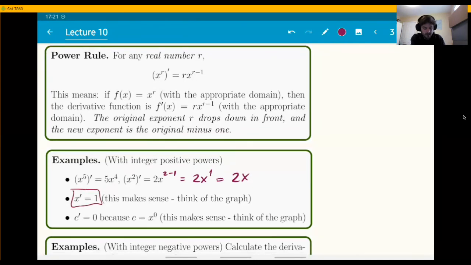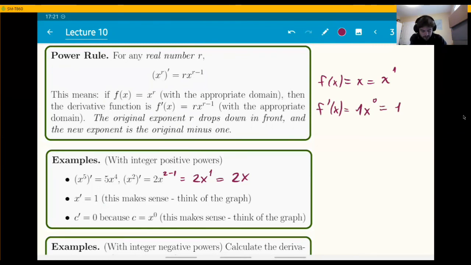How does that happen? The function x is x raised to something. It is x raised to 1. So if you want to find the derivative of that, you can use this power rule. It would be 1 times x to the 0. But x to the 0 is just 1. So the derivative of x is 1.